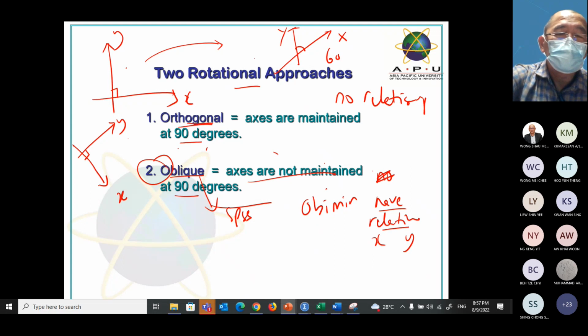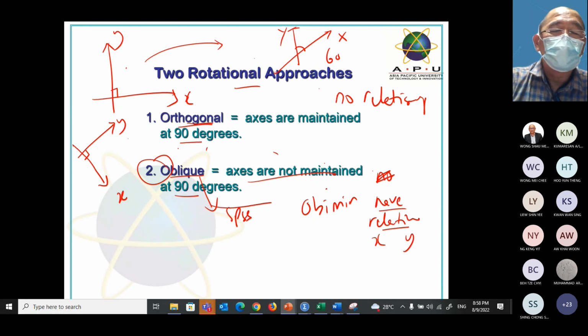Correct. So that means the axis will tend to be closer to the variables. So that's why it's not 90 degrees. Meaning that they try to find the solution, but they are a bit more flexible. You can think this way. They are more flexible. Okay.